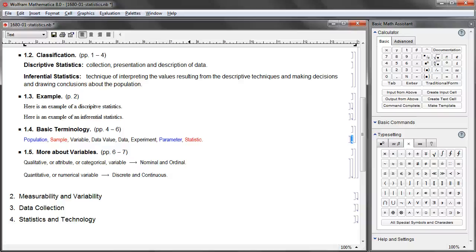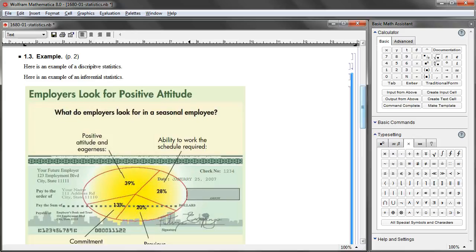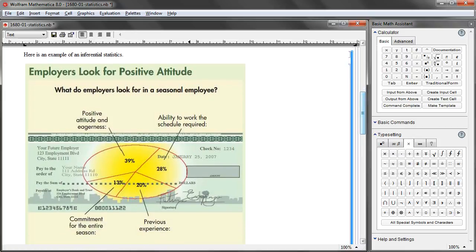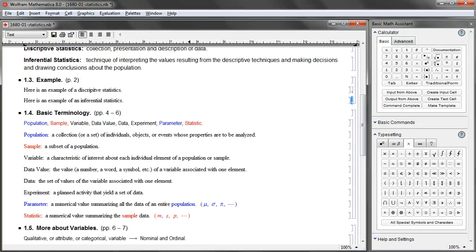with appropriate colors. What is a population? It's a collection of individuals, objects, or events whose properties are to be analyzed. So in a previous example like these, it's all hiring managers in the entire country. Or if you're looking at just DFW area, then entire hiring managers of DFW area, and that's a huge number. So big that it's difficult, if not impossible, to analyze directly. So what do we do? We take a sample.